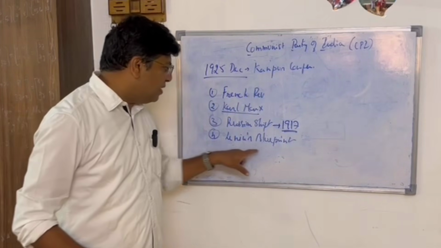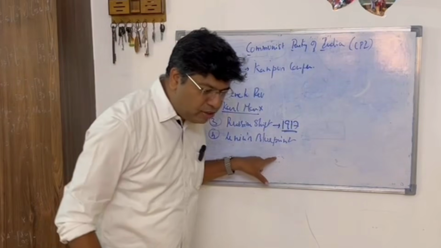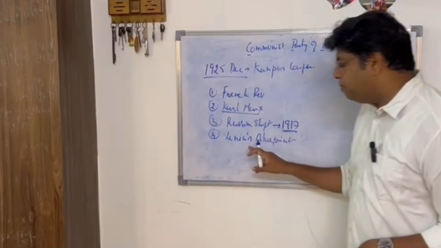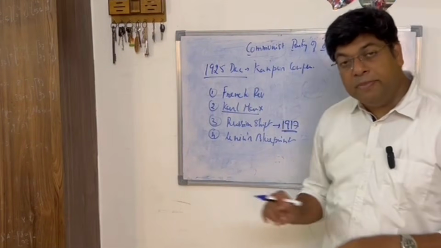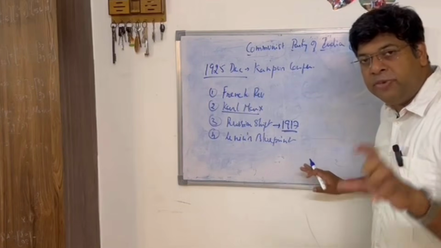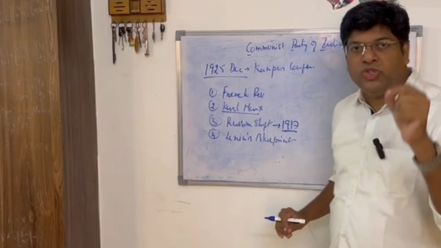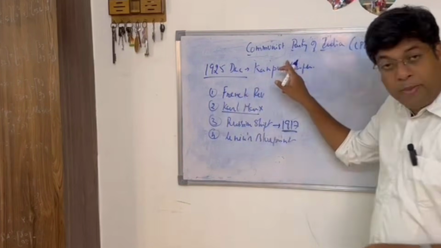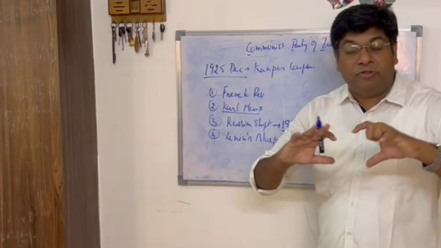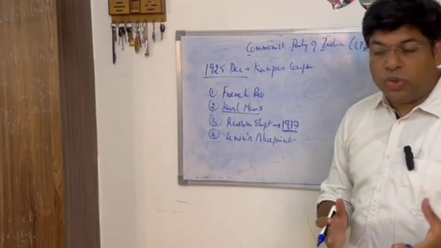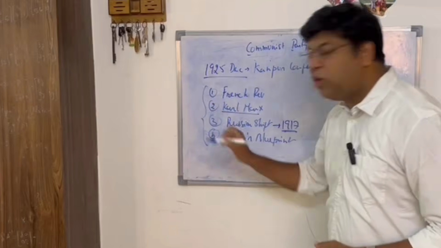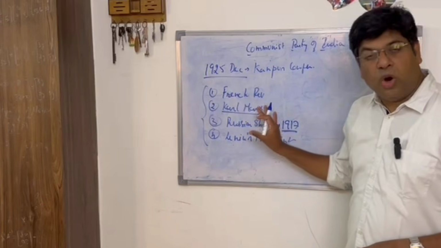And the fourth one is Lenin's blueprint. Lenin developed a blueprint called Lenin's liberation tool. This liberation tool was mainly used by Communist Party of India to fight against the British imperialists. So these are the four important political origins for communism.